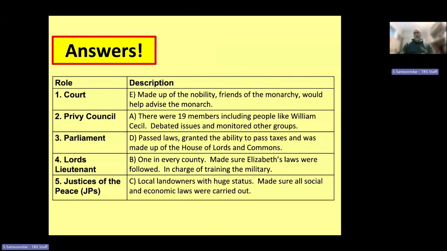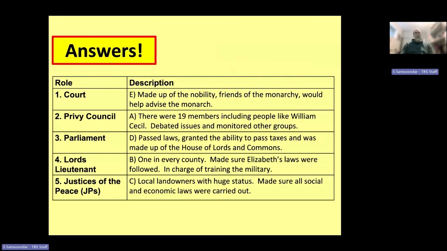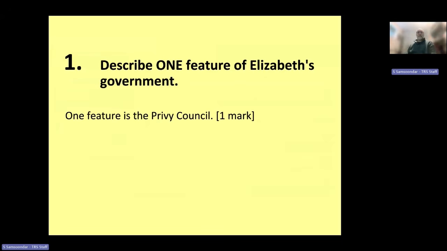In terms of how it would apply to the feature questions, here's an example for you. So, straightforward question, describe 1 feature of Elizabeth's government. A reminder, you're going to have 2 separate topics and you have to give a feature for each. This is a recent change in the format of the exam, which is beneficial for you. Here's the example. So here's the feature. 1 feature is the Privy Council. It is totally fine to just use the name of one of the features of government. That is a completely valid feature. A feature is anything that is relevant to the topic of the question, and the Privy Council is definitely relevant.